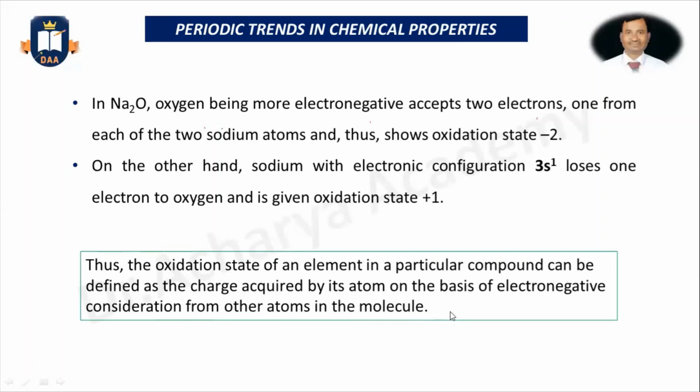In the next chapter, when we discuss chemical bonds, we will know more details about this oxidation state. Here, we only want to show the periodic trends of the oxidation state in respect of electronegativity in the periodic table.